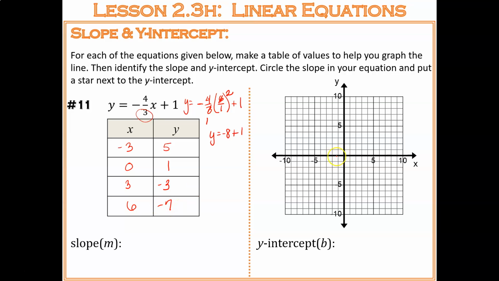So let's plot this. -3, 5; 0, 1; 3, -3; and 6, -7. There's our line. So we can go back to the equation to get the slope. That's our m. So the slope is -4/3. Make sure you take the sign. And the y-intercept is our b. So that's 1. And that's right here where the graph crosses the y-axis.